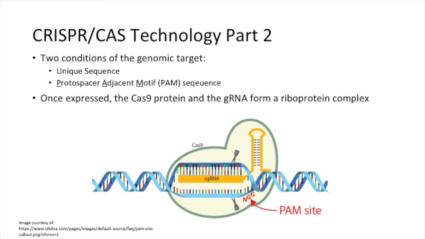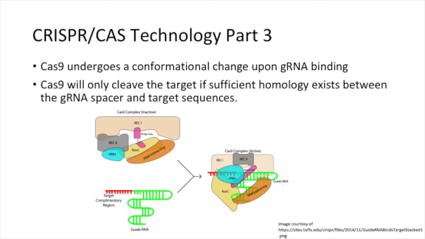Once expressed, the Cas9 protein and the guide RNA form a ribonucleoprotein complex. This is done through interactions between the guide RNA scaffold domain and the surface-exposed positively charged grooves on the Cas9. The Cas9 then undergoes a conformational change upon the guide RNA binding that shifts the molecule from an inactive non-DNA binding conformation into an active DNA binding conformation. It's also important to note that the spacer sequence of the guide RNA remains free to interact with the target DNA.